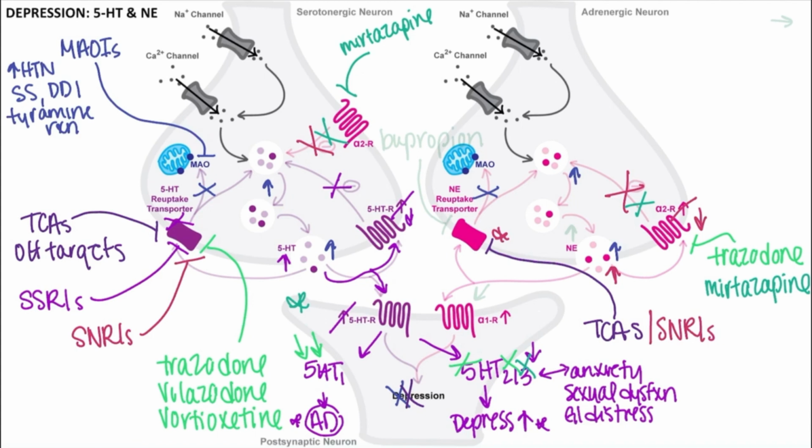Now, our last atypical agent is bupropion, which is thought to lead to antidepressant effects by inhibiting the reuptake of norepinephrine and dopamine. So we get that increase in the synapse and downstream long-term receptor regulation again, but this time altering norepinephrine and dopamine signaling. Moving to our next slide.